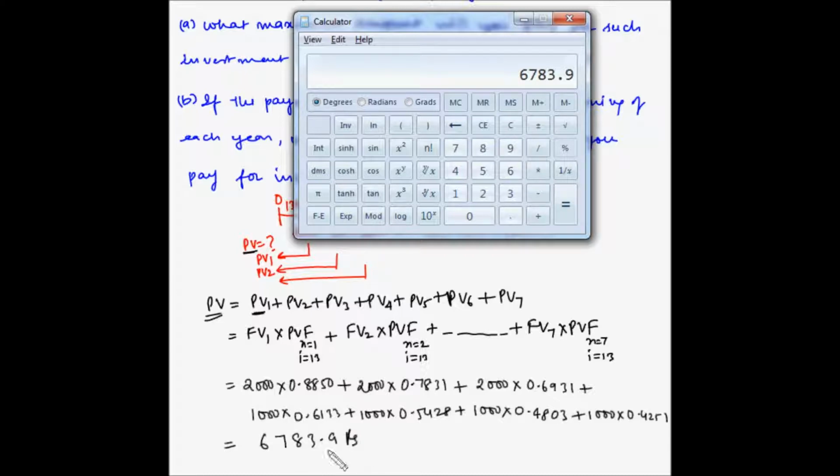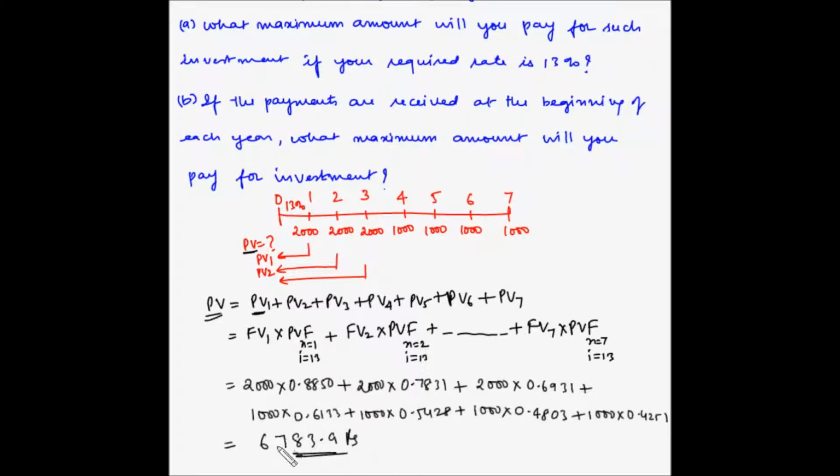6783.9 rupees. So basically an amount of 6783.9 rupees when invested today at 13% interest per annum will allow us to withdraw this series of cash flow. Now let us move to part B.